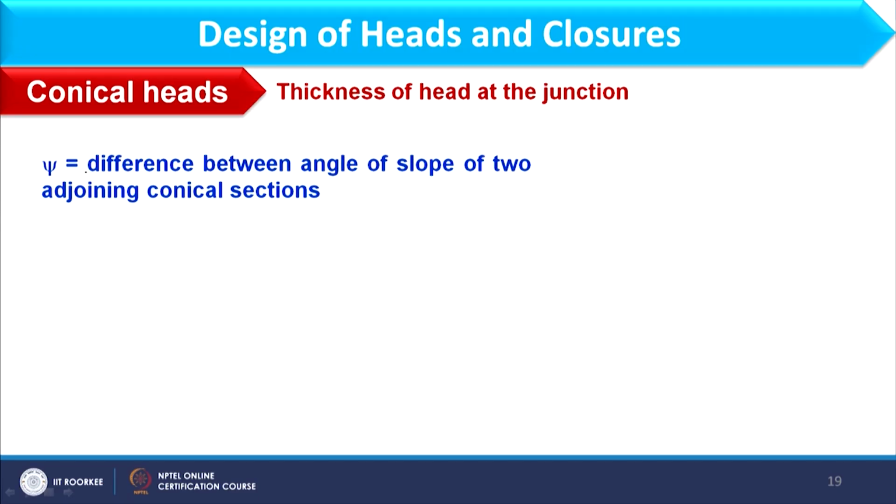So here you see psi I am having, psi is the difference between angle of slope of two adjoining conical sections, and I have already discussed why this psi is there. Psi and alpha both angles are there, but in some cases these two angles are different, therefore we have used different notation for these two. How it looks different, that we will discuss.